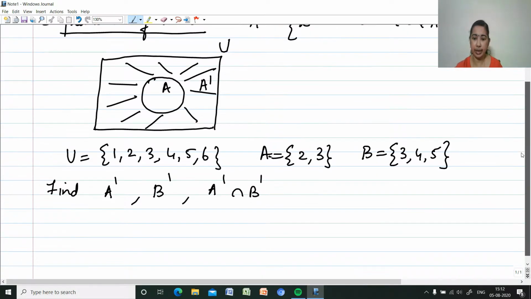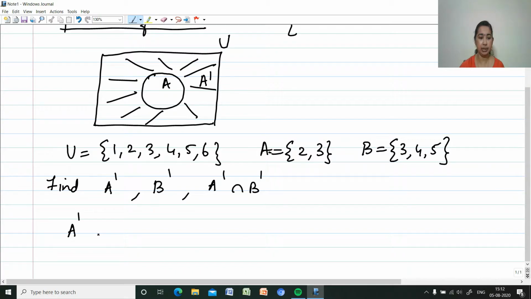So what is A complement? A complement means the elements of the universal set, but it should not contain the elements of A. Here we can see that the universal set consists of 1, 2, 3, 4, 5 and 6, but set A consists of 2 and 3. So A complement will contain only 1, 4, 5 and 6, because A consists of 2, 3. So the elements of the universal set which are not in A are called A complement.